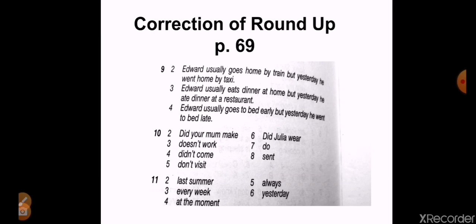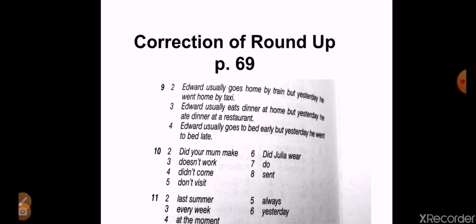Now, that's the end of the presentation. But before we say goodbye, I want you to look at the correction of Roundup page 69. If you remember, last week I asked you to do exercises 9, 10, and 11. Here you have all the corrections in the affirmative, negative, and of course the time expressions that we use in the past simple versus the present simple.